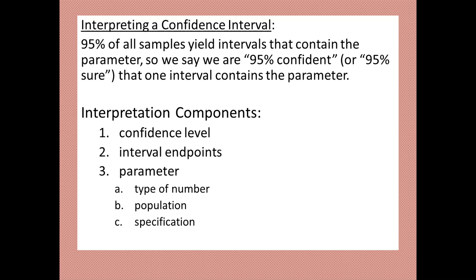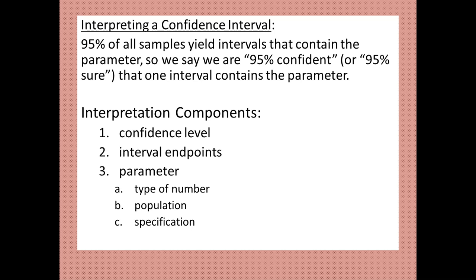The interpretation of a confidence interval, you need 3 things. You need the confidence level, which is the 95% part. You need the endpoints of the interval, which that part kind of goes without saying. If you're interpreting the interval, you need the interval itself. The other part that you need, and this is the hard part, is to write out the parameter.